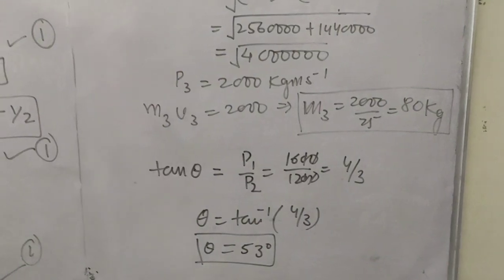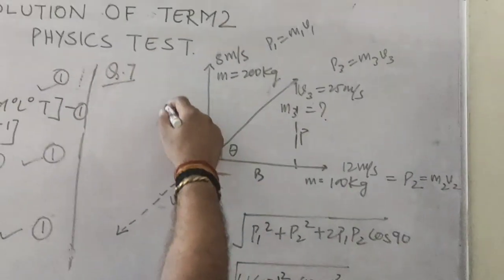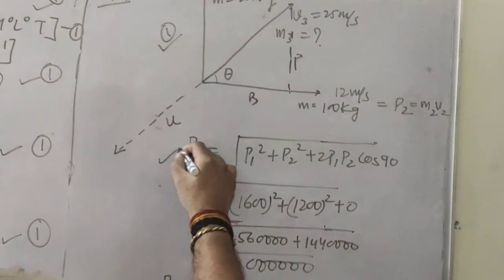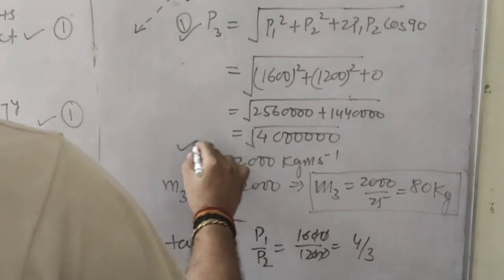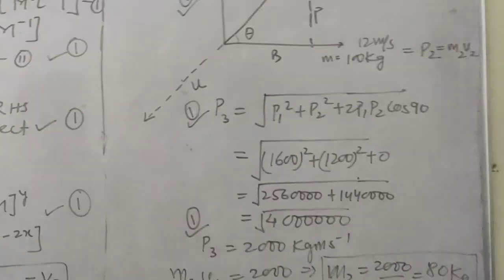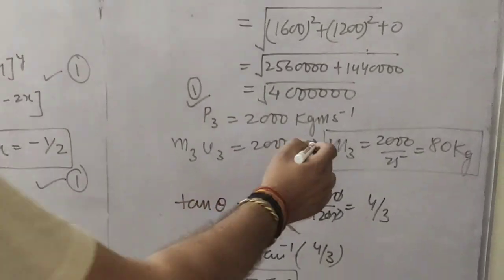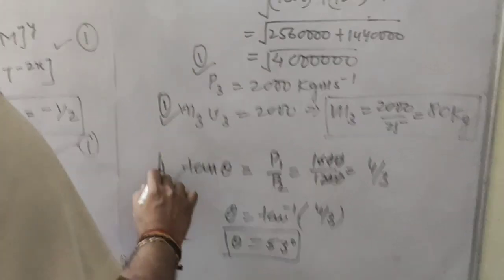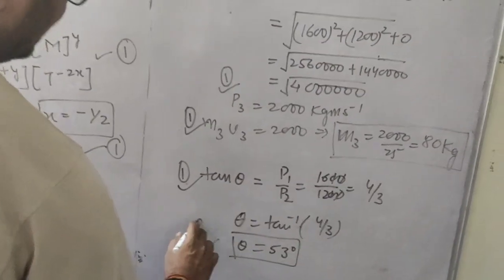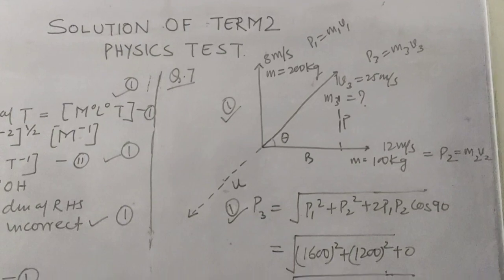This all you have to do. For this you are going to get 1 mark. For this you are going to get 1 mark. And for this you are going to get 1 mark. If you are not writing unit, you will lose the marks. Then for this you are getting 1 mark, for this 1 mark, and for this also 1 mark. So total 6 marks in this question.